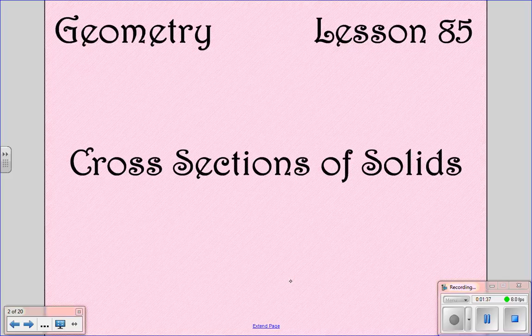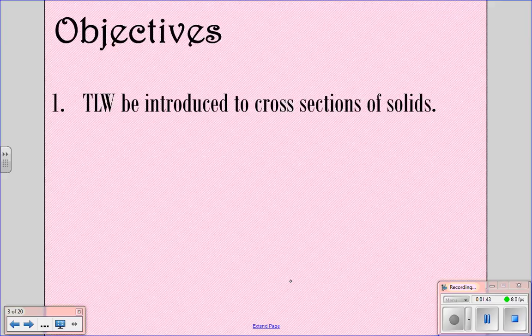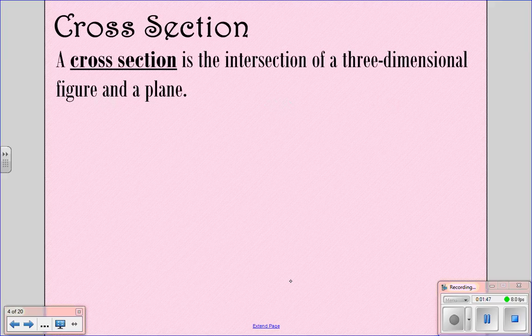So we're looking at lesson 85 today. We're looking at cross sections of solids. So hopefully after this lesson, you will understand how to deal with cross sections of solids. So a cross section is the intersection of a three-dimensional figure and a plane. So we're going to have a solid three-dimensional figure, and we're going to have a plane, and they're going to intersect somewhere. And where they intersect is your cross section.